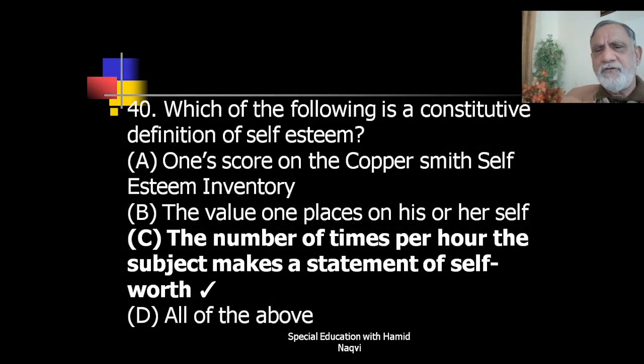Which of the following is a constitutive definition of self-esteem? From education psychology or psychology. One's score on the Coopersmith self-esteem inventory, the value one places on him or herself, the number of times per hour the subject makes a statement of self-worth, all of the above. The correct one is C.